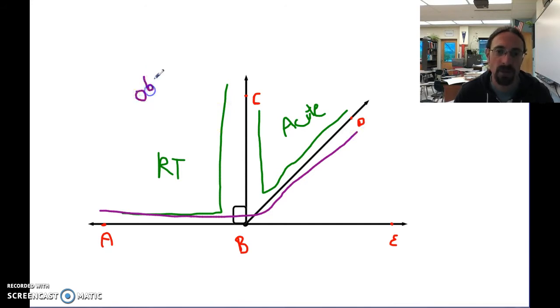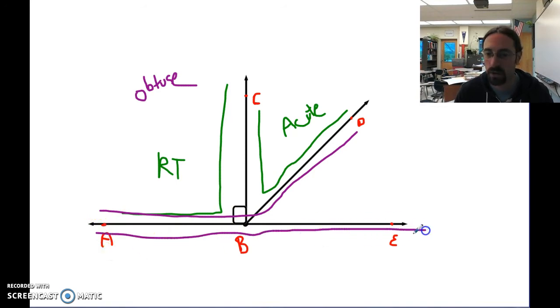Let's just go through them all. Obtuse. And of course, angle ABE, this one here, which is formed by two opposite rays, ray BA and ray BE, would be called a straight angle. And of course, that has a measure of 180 degrees.